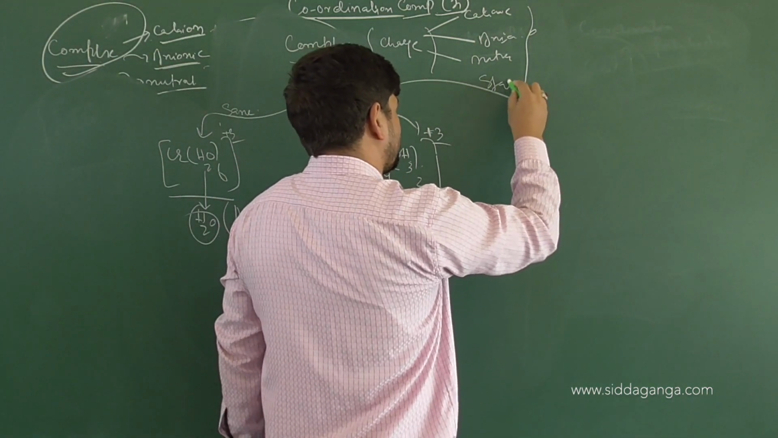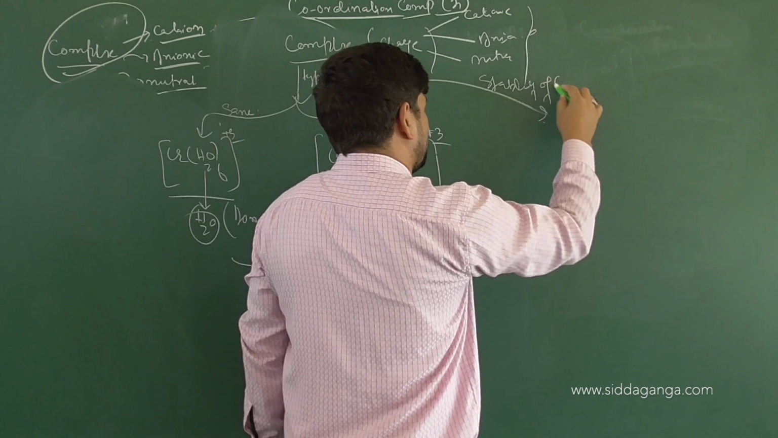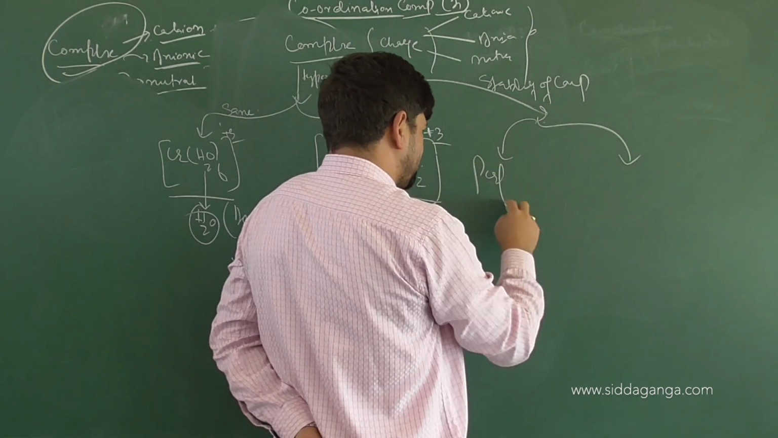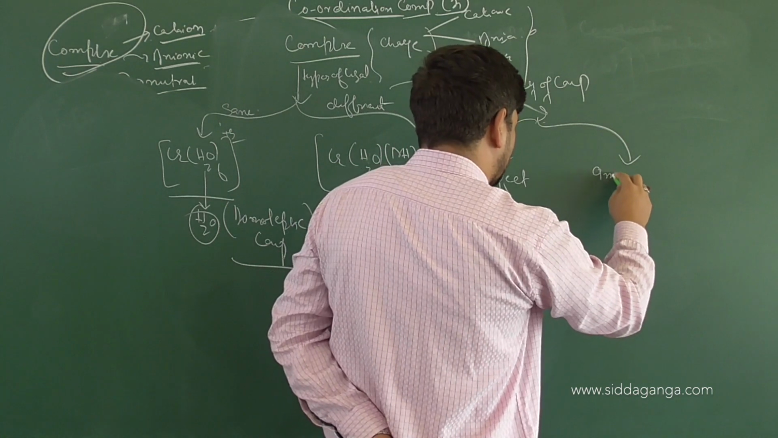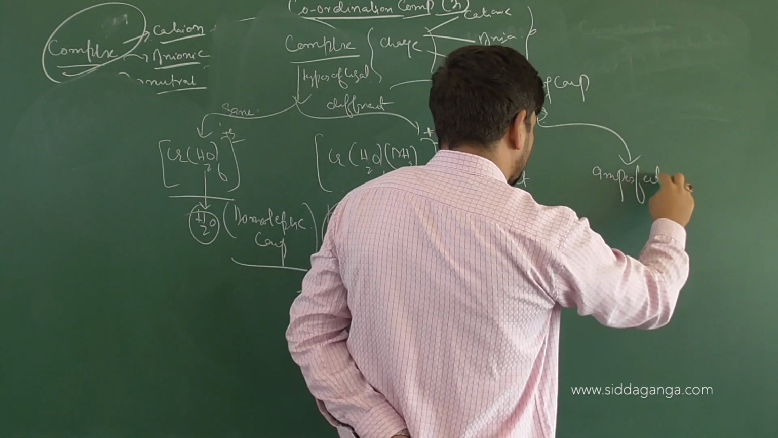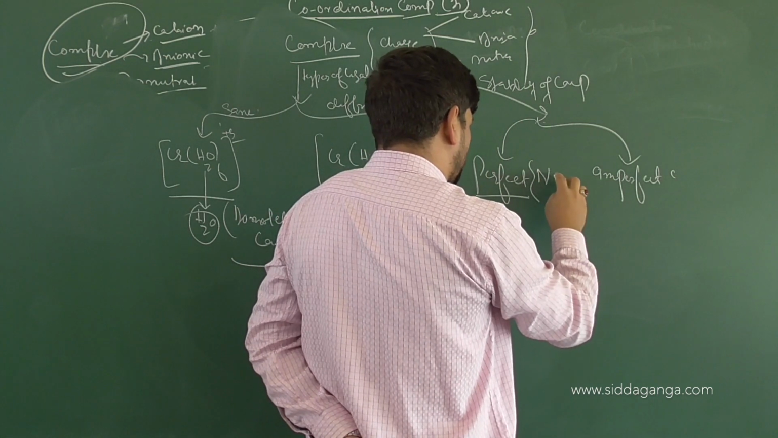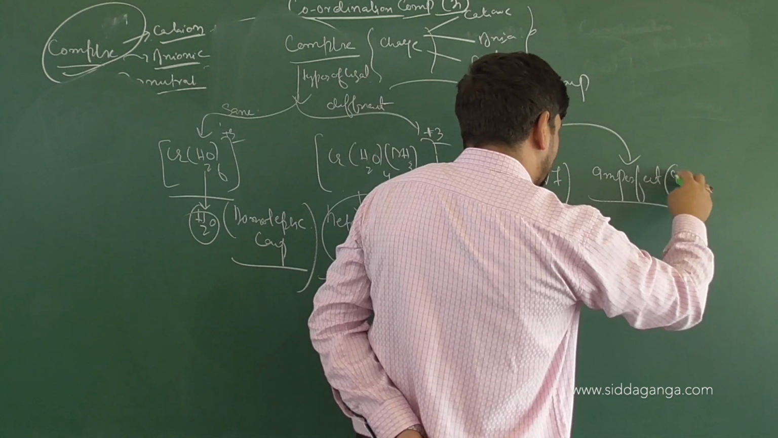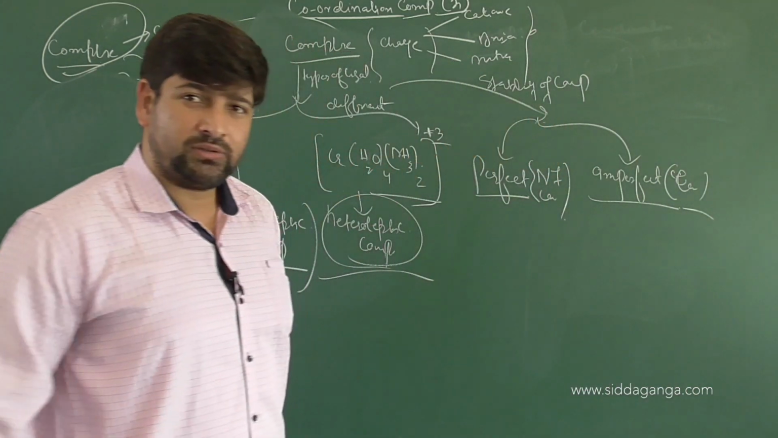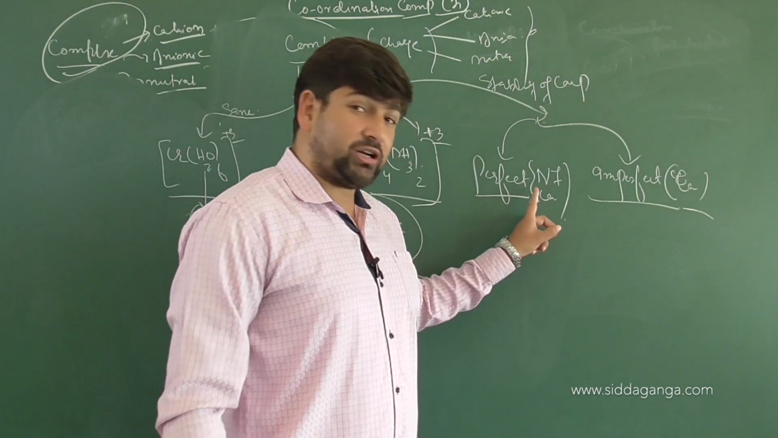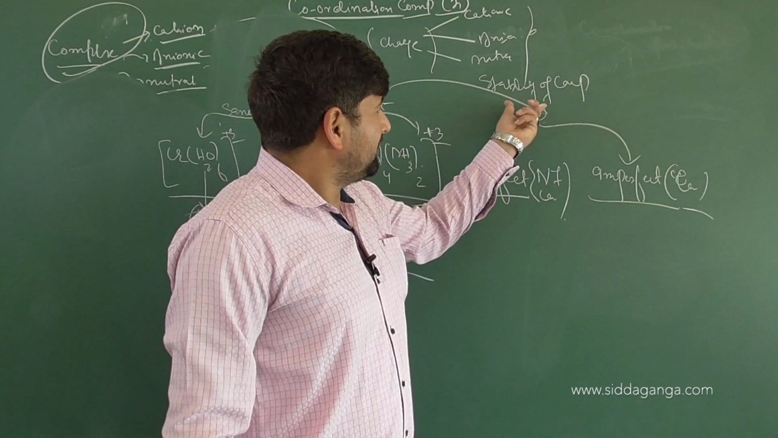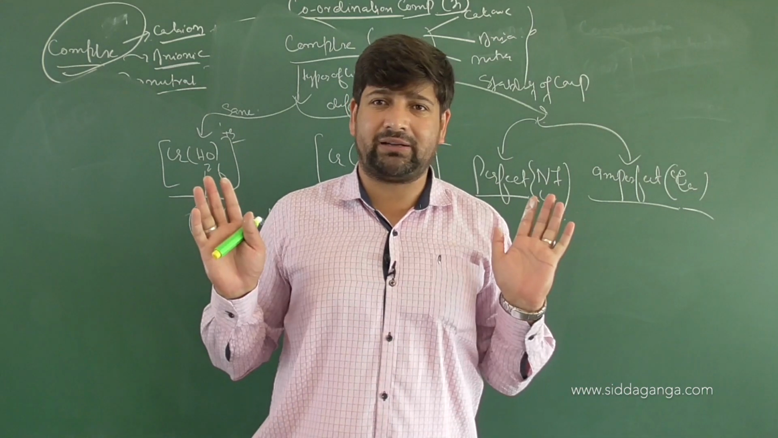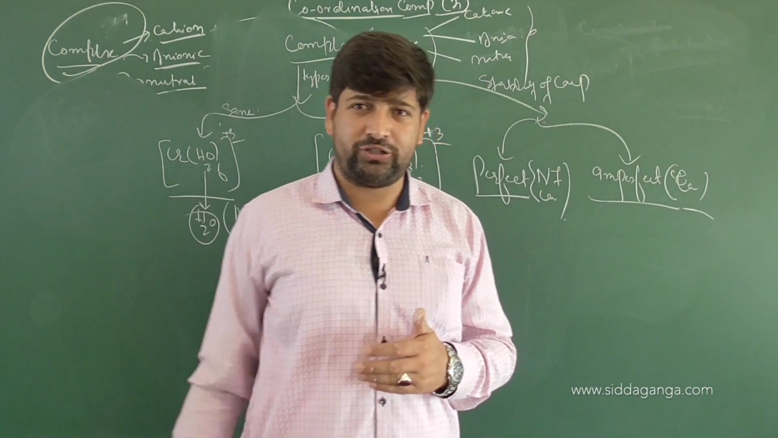On the basis of stability of complexes, you have two different classes. What are those? Perfect complexes and imperfect complexes. Perfect complexes are also called non-ionizable complexes, and imperfect are called ionizable complexes. In simple words, I am not talking about the counter-ion. When I say perfect complex, it means it will not give any test for the ligands and central metal atom at all, even if you give an extreme amount of energy to it.